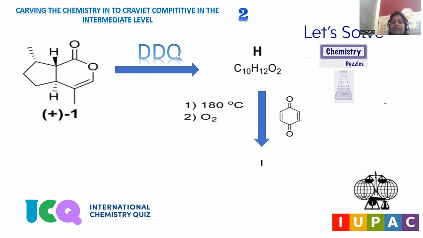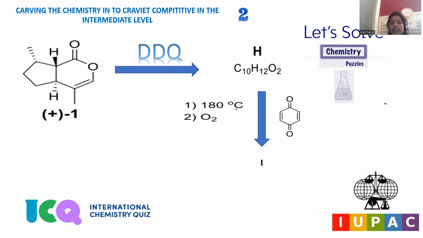DDQ is the reagent which is a dehydrogenating agent, used to remove the hydrogen molecule, right? So mostly aromatization reactions get carried out by this one, dehydrogenation reactions carried by DDQ. DDQ is the reagent to remove the hydrogen, so that a saturated compound turns into unsaturated. Here, this compound got converted into C10H12O2. This is the reduced one. And this will be heated over 180 degrees.